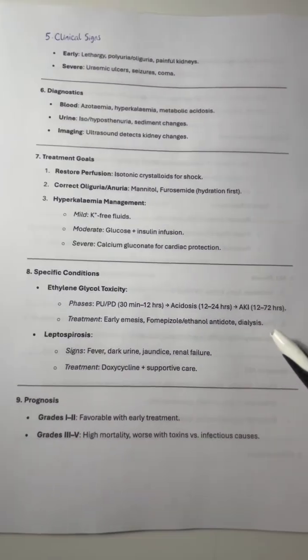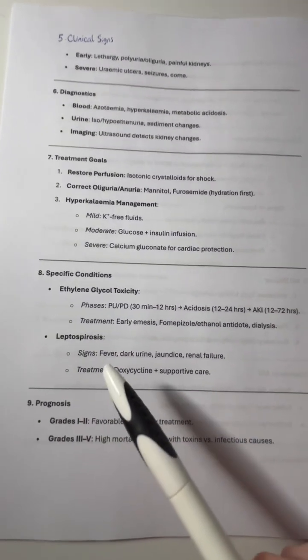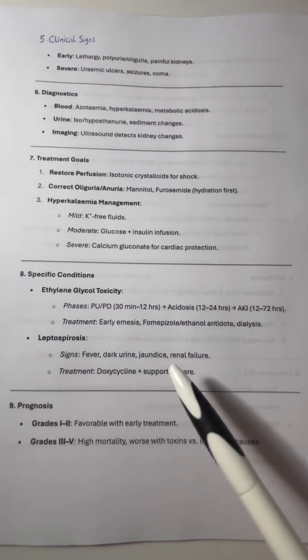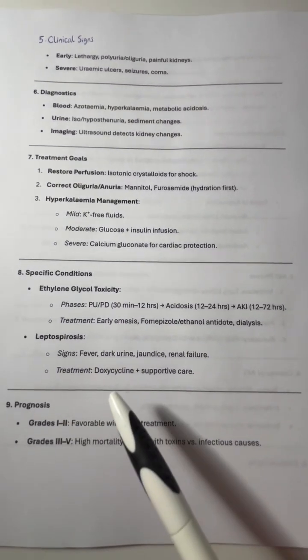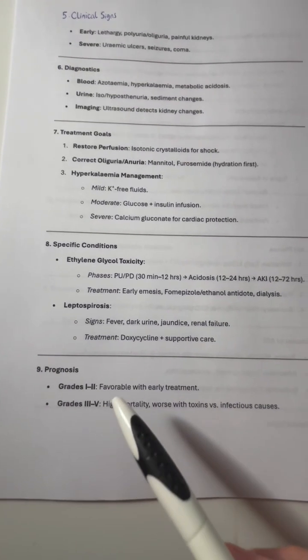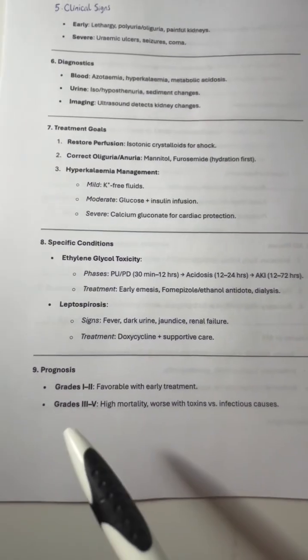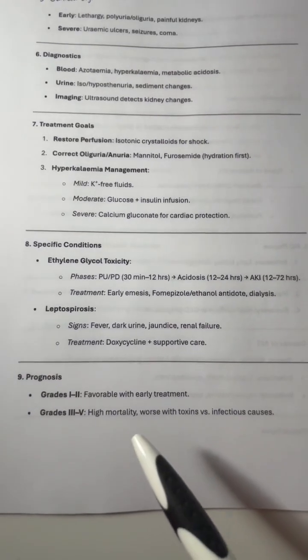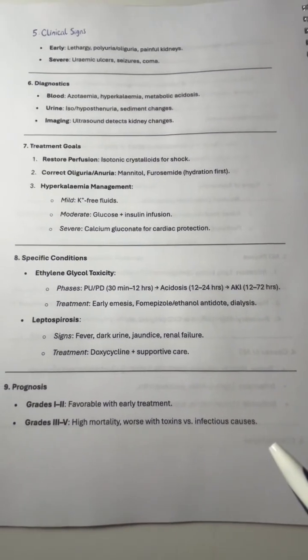dialysis. In leptospirosis, the signs are fever, dark urine, jaundice, and renal failure, and the treatment is doxycycline and supportive care. For the prognosis, with grades 1 and 2, it's favourable with early treatment. With grades 3 to 5, there's a high mortality and they become worse with toxins and infectious causes.